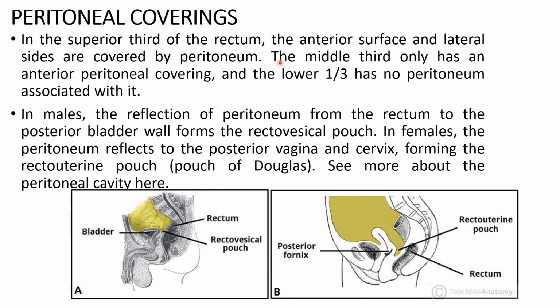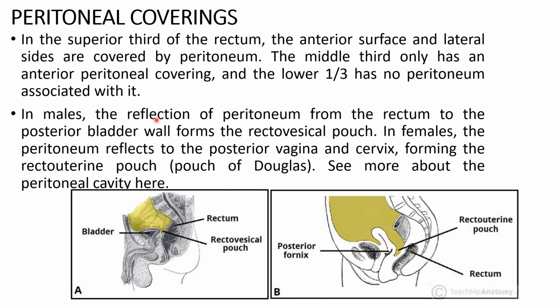The middle third only has anterior peritoneal covering. The lower one third has no peritoneum. Upper third has peritoneal covering in the anterior and lateral side. Middle third has peritoneal covering only in the anterior side, and lower third has no peritoneal covering.